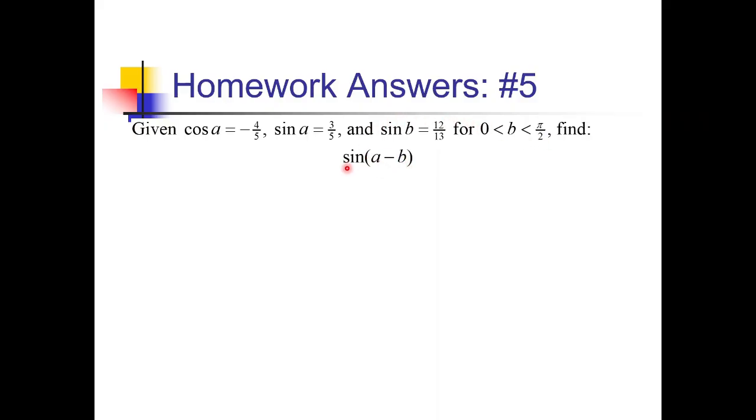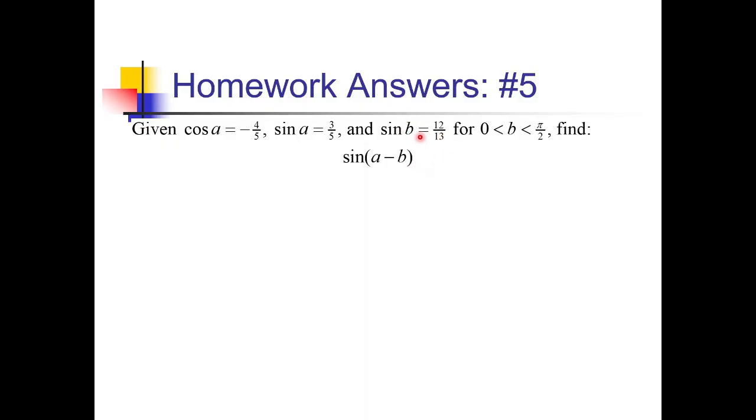There's a sine of a difference angle identity that uses all the information they gave us. It also requires cosine of b though. You need the sine and the cosine of a and the sine and the cosine of b for this whole formula to work. So we're going to start by finding cosine of b based on what we've got here.